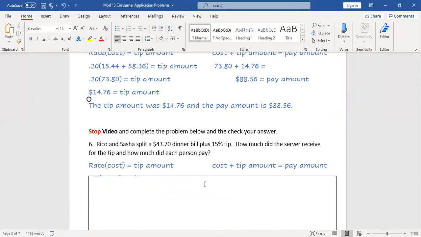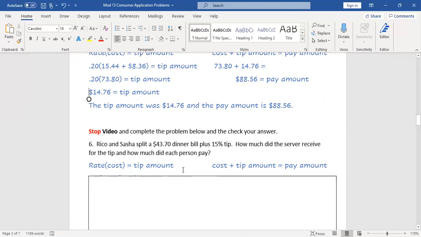So how did you do? Rico and Sasha split a $43.70 dinner plus a 15% tip. How much did the server receive for the tip and how much did each person pay? Now, this is a little bit different because we have two different people. So once we find our total amount to pay, we're going to have to divide that in two to figure out how much each person had to pay. But our first thing is to find the tip amount.